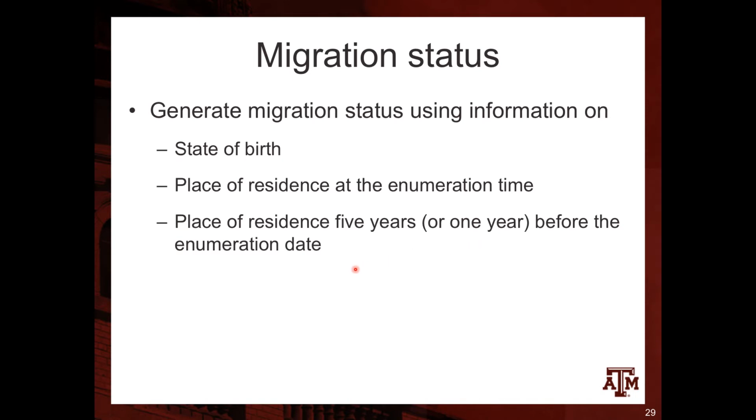And for censuses up to 2000, the information was place of residence 5 years before the census. So in 2000, people were asked where they lived on April 1st, 1995, and then we also know where they lived on April 1st, 2000. And in the American Community Survey, we have the information of place of residence at the time of the ACS and 1 year before the ACS.